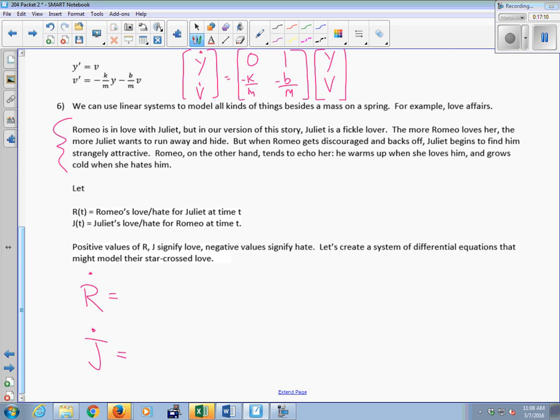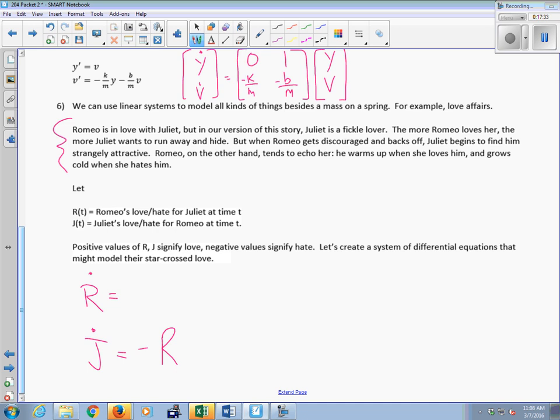She responds to Romeo's current feelings in the opposite way, right? So as an inverse, it's going to be negative. So let's just call this negative R, right? She just has her feelings change in the opposite way that Romeo's feelings currently are.